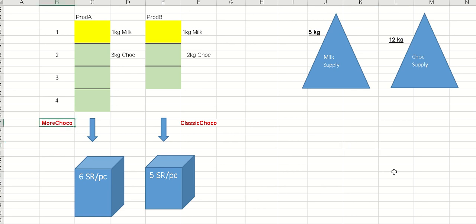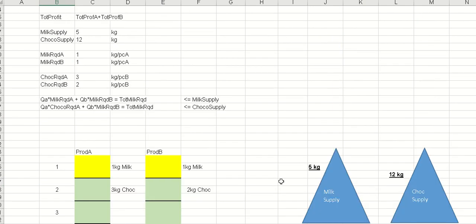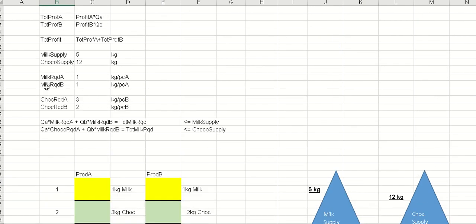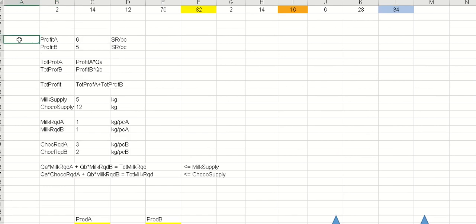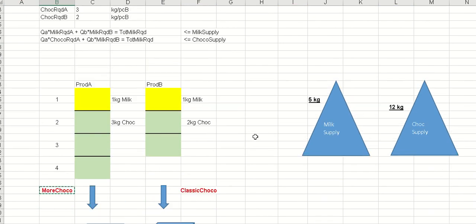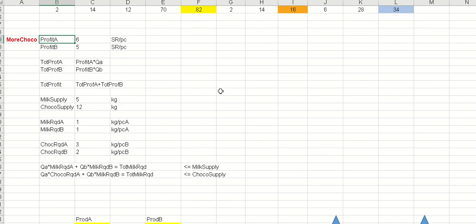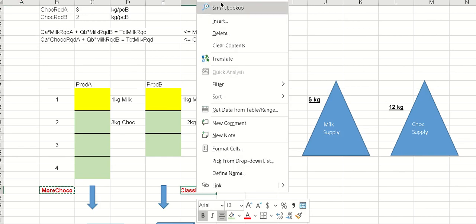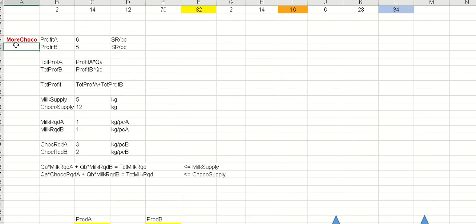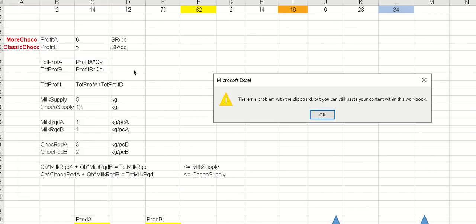So let us put it this way. More choco is product A. Product A is milk choco. So I have the profit for product A. Translating my picture over here, for product A, the profit for more choco is 6 SR per piece, and for the classic choco, I have the profit for B, which is 5 SR per piece.